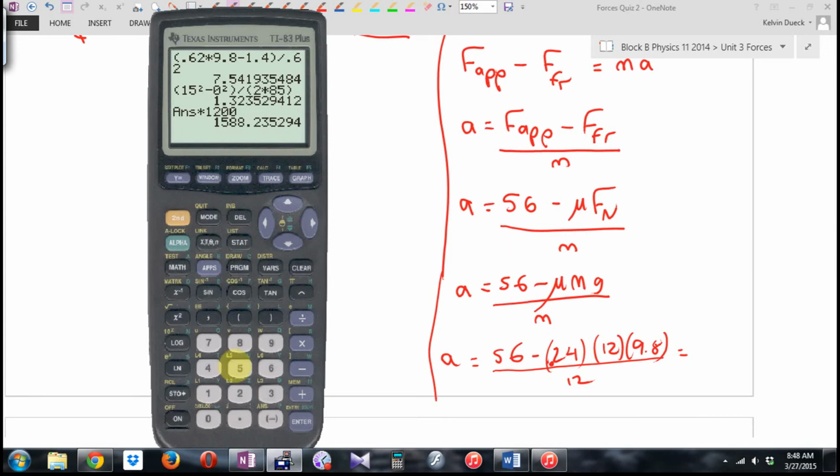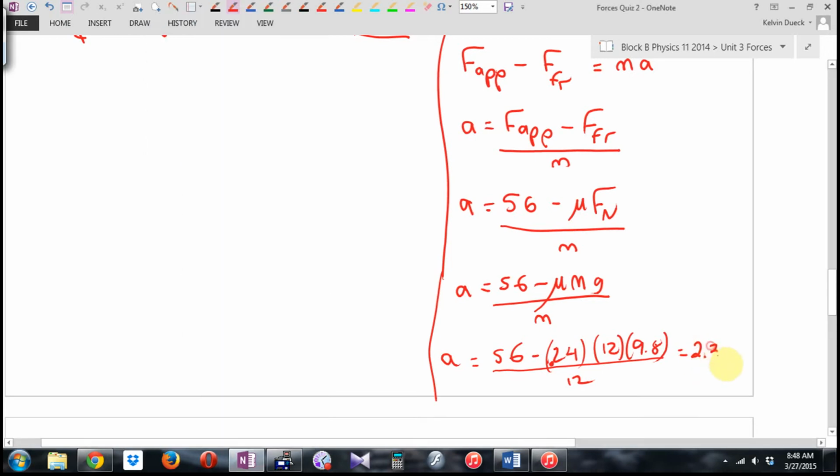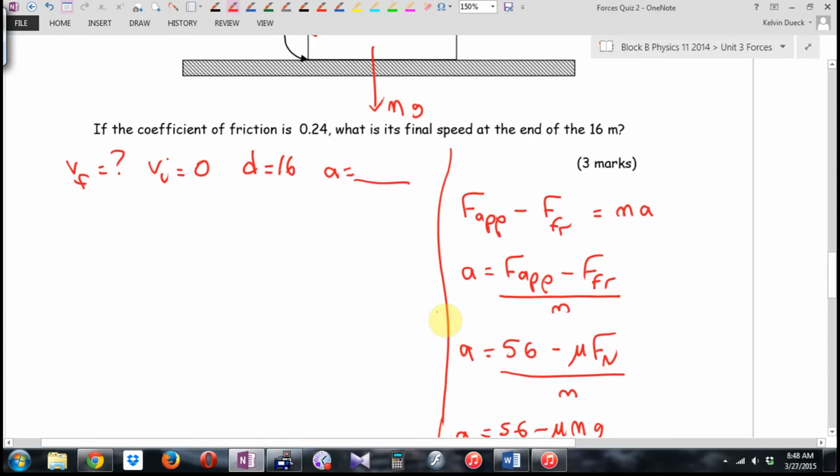The acceleration is bracket 56 minus 0.24 times 12 times 9.8, close bracket, divided by 12. Did you guys get an acceleration of 2.31 blah, blah, blah, blah, blah? Sounds right? People nodding their head? I'll go 2.3 meters per second squared, but I'm going to use the answer button on my calculator. And now we go up here.